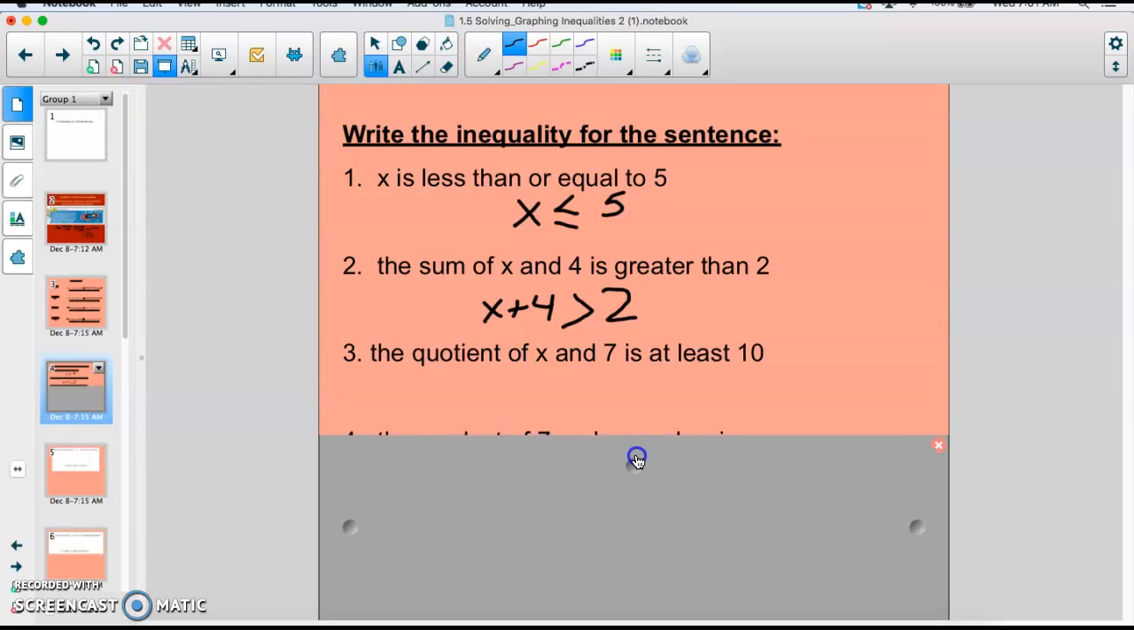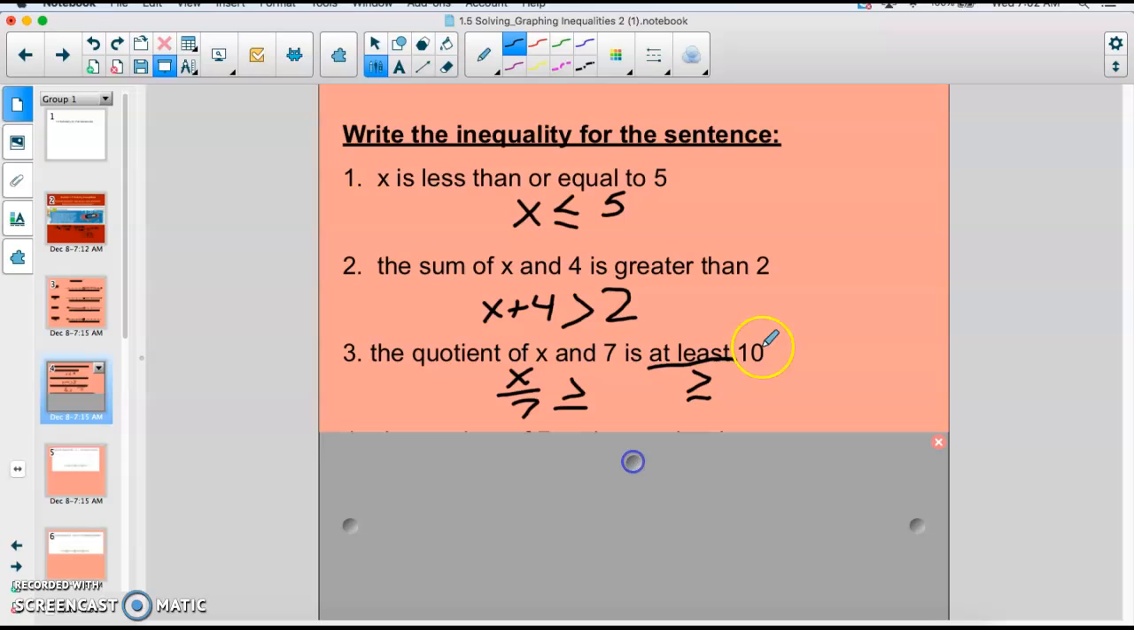The next one, the quotient of x and 7. The quotient would be dividing, x divided by 7, is at least 10. Now think about this for a second. If it's at least 10, it could be 10. If you have at least $3 in your wallet, you could have more, right? And so it's going to be greater than or equal to. Be careful with at least. That actually means greater than or equal to.